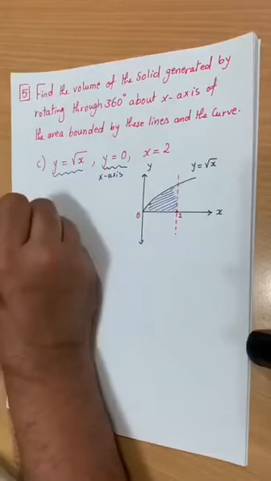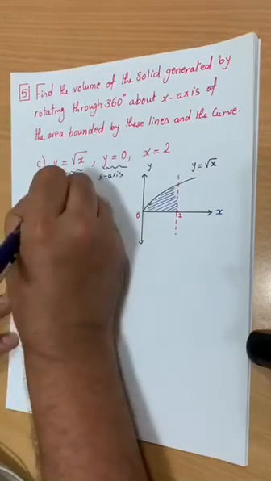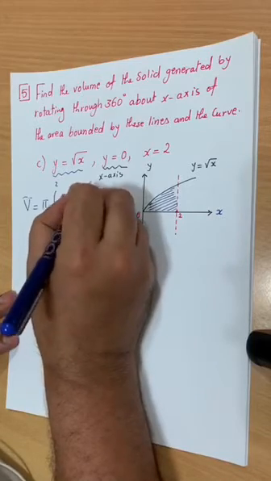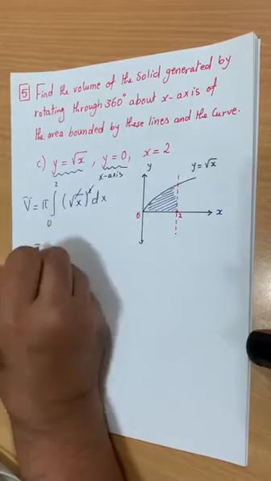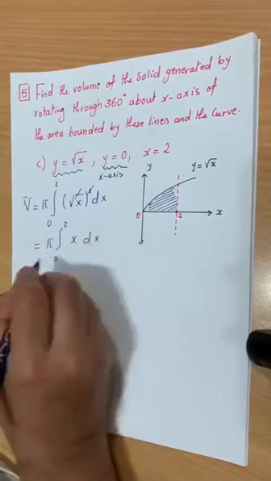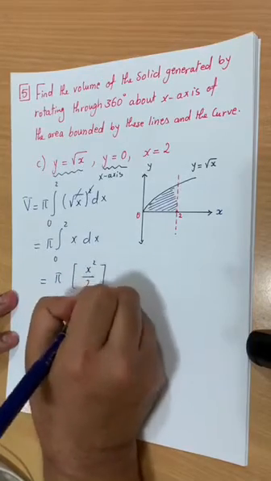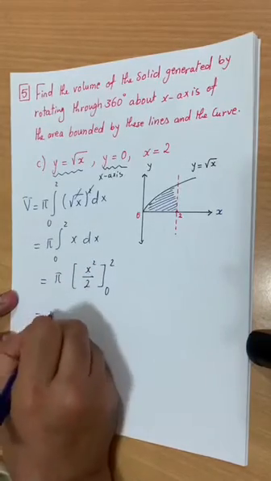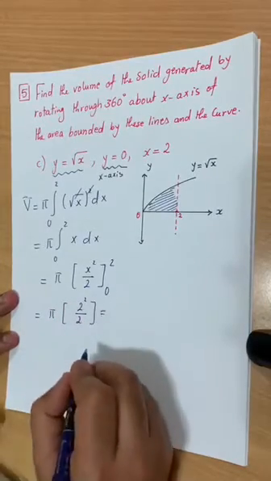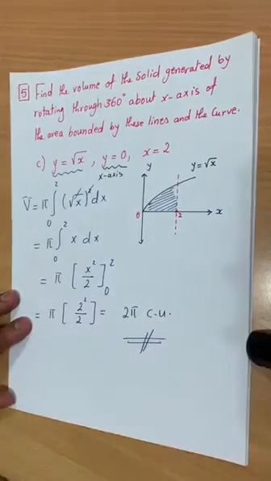So directly, volume equals pi, integration from 0 to 2, square root of x all to the power of 2 dx. I told you before, squaring of the square root, they will cancel each other. Integration from 0 to 2 of x dx. Integration of x is x squared over 2 from 0 to 2. You have to replace only 2, so it's 2 squared over 2, which is 4 over 2. Then the answer is 2 pi cubic units.